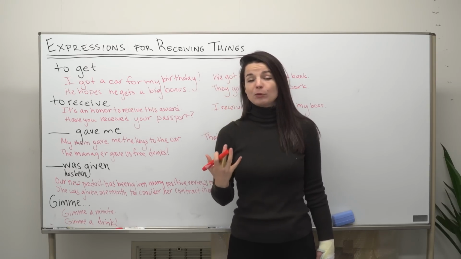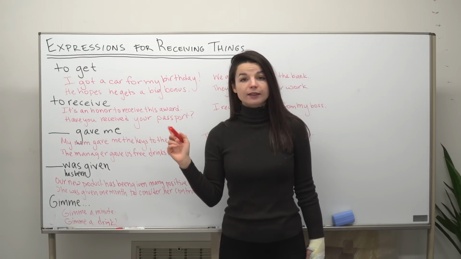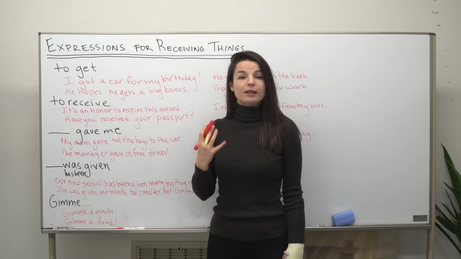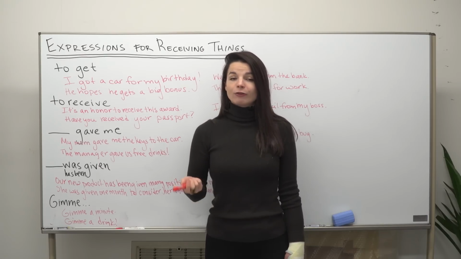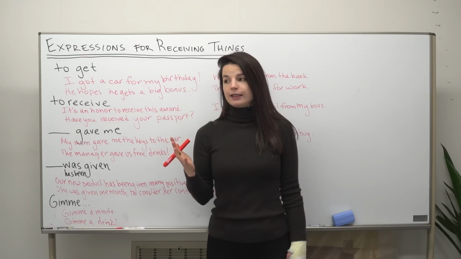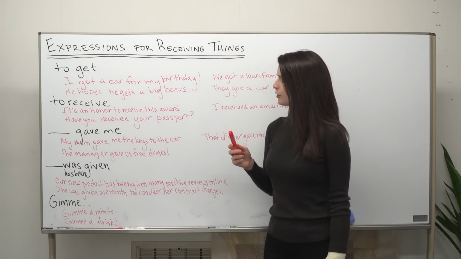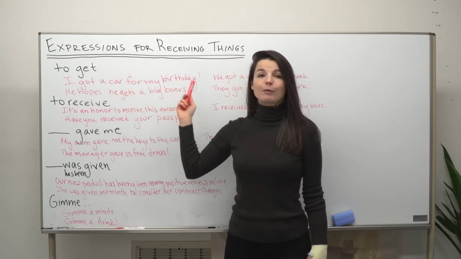We use receive in more formal situations. I'll show some examples of that a little bit later. But in most cases, we're going to use the verb get to talk about everyday exchanges. Let's look at a few examples of using get in the present tense and in the past tense for these. So, first one is a past tense example. I got a car for my birthday.